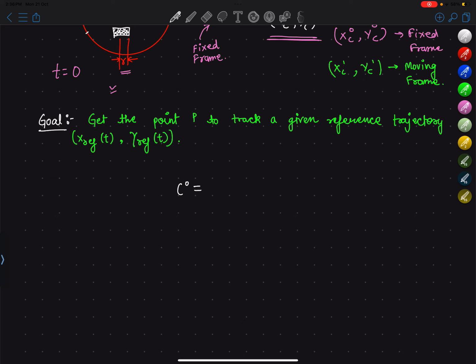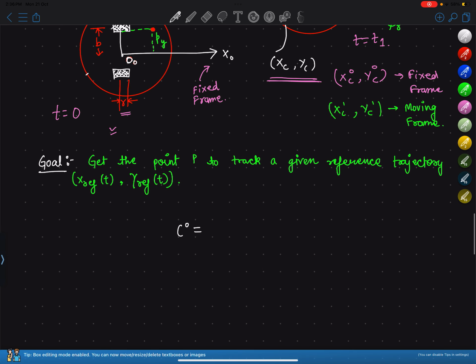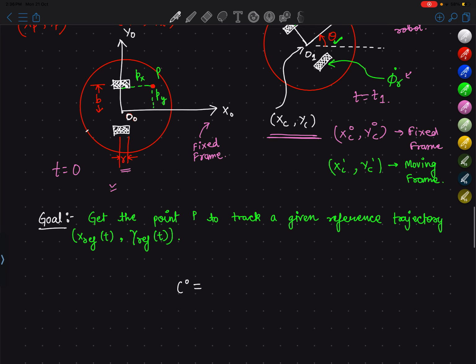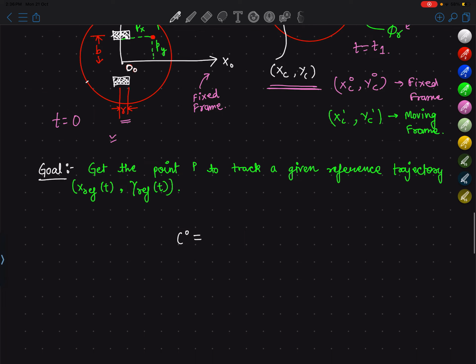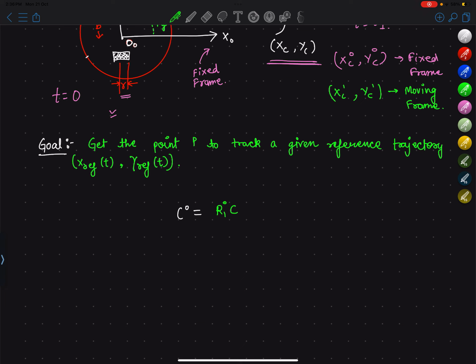C naught. What's the position of C naught with respect to, this is xc naught and yc naught. How can we write it in terms of C1? So C1 is the position of the center of the robot in moving frame 1. So this can be given as R1 naught C1 plus D1 naught. D1 naught is basically the displacement of moving frame 1 with respect to 0.